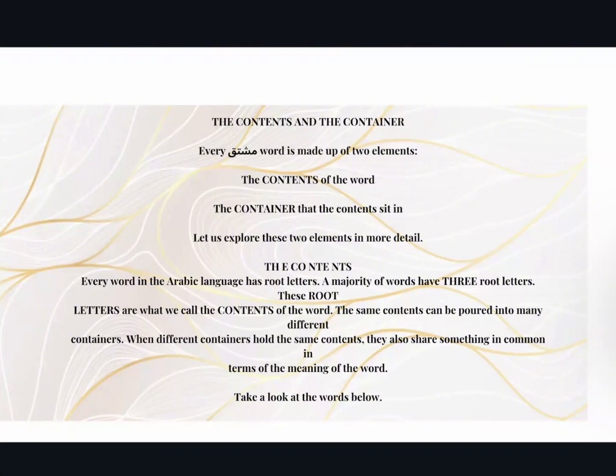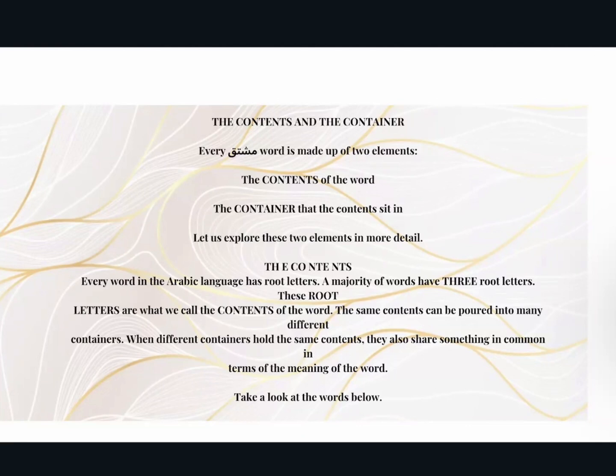The other thing we are going to come across is the contents and the container. Every mushtaq word is made up of two elements, contents and container. Contents of the word and the container that the contents are going to be placed in. Let us explore these two elements in more detail.